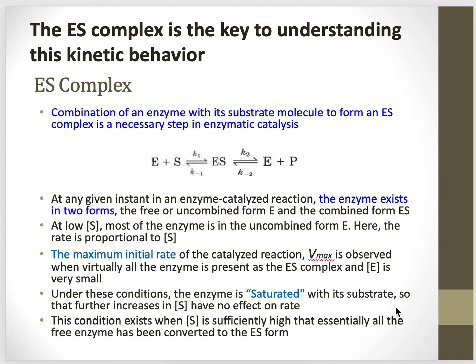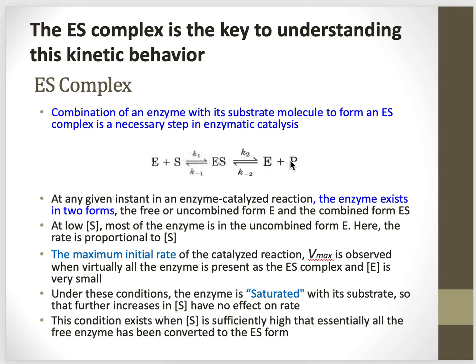The combination of an enzyme with its substrate molecule to form an ES complex is a necessary step in enzymatic catalysis. That means, suppose in this reaction, enzyme and substrate are reacting and forming enzyme and product. This reaction will not go directly from this step to here. In between, enzyme and substrate will react and form an enzyme substrate complex, then the product will be formed. That means first the substrate will react with the enzyme and form an ES complex, and finally the product will be formed.